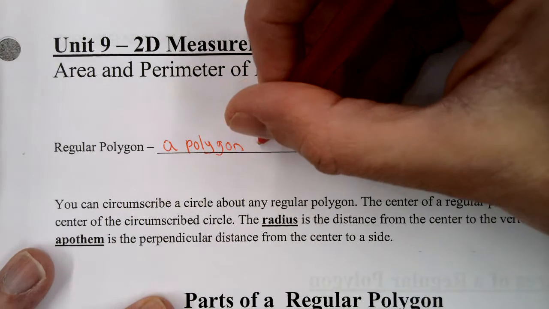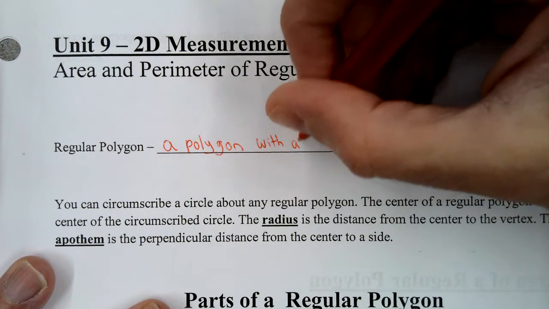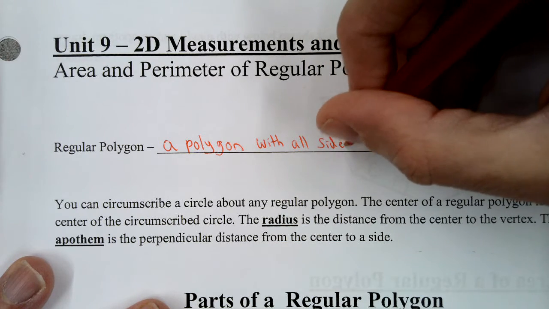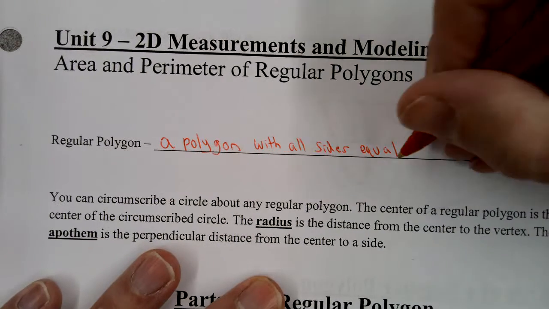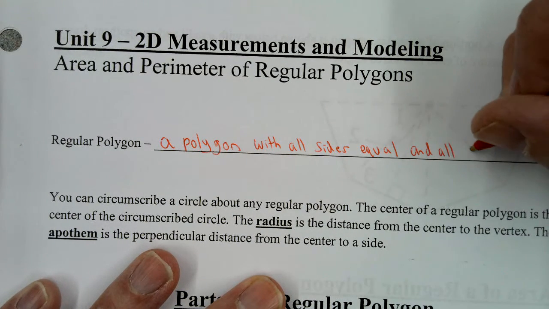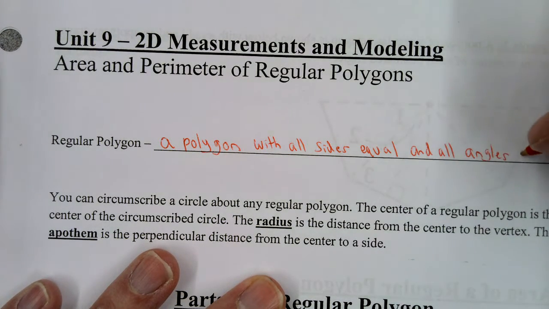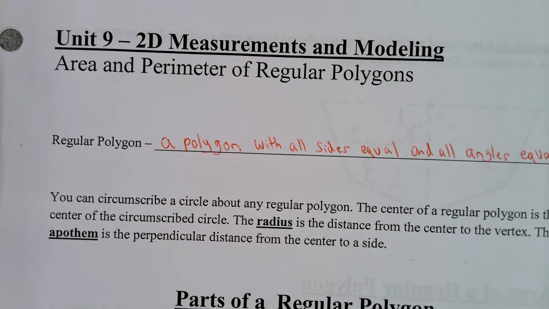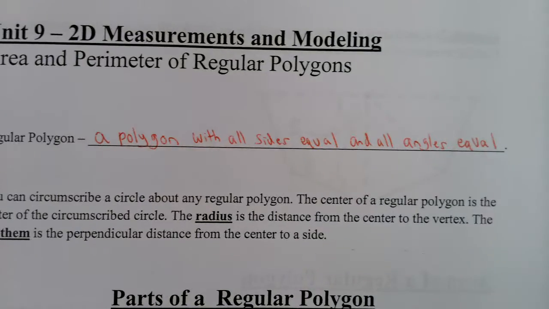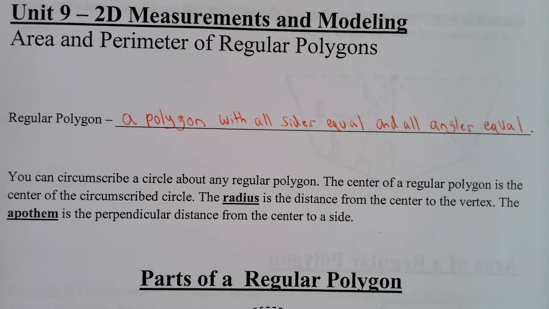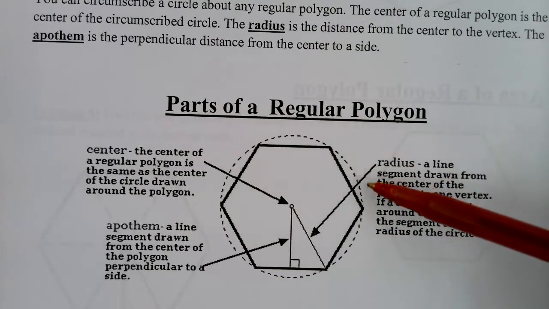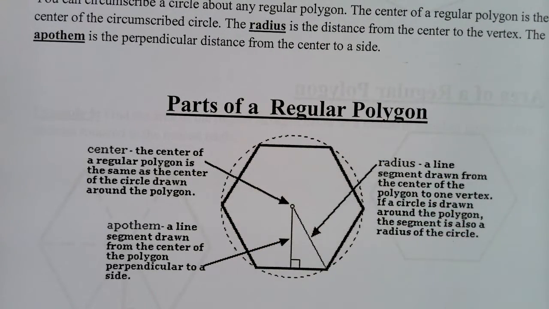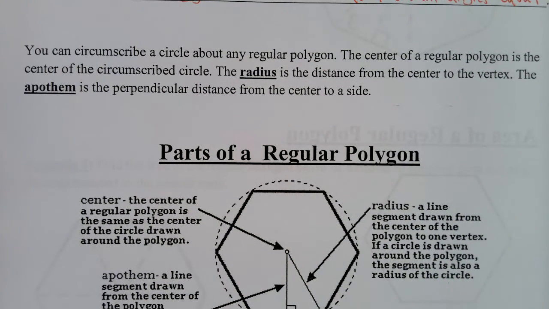A polygon with all sides equal and all angles equal. Okay, that's a regular polygon. Okay, next thing it says you can circumscribe a circle about any regular polygon. What that means is for any regular polygon, you can draw a circle around it that touches every vertex. Okay? You can circumscribe a circle about any regular polygon.